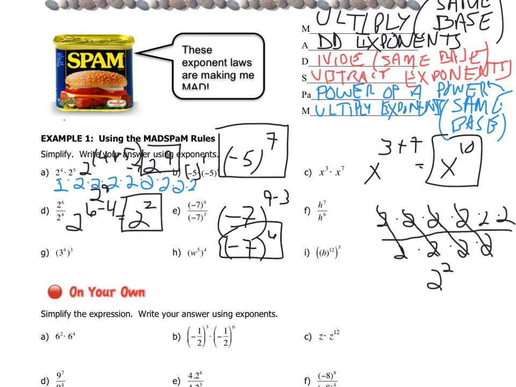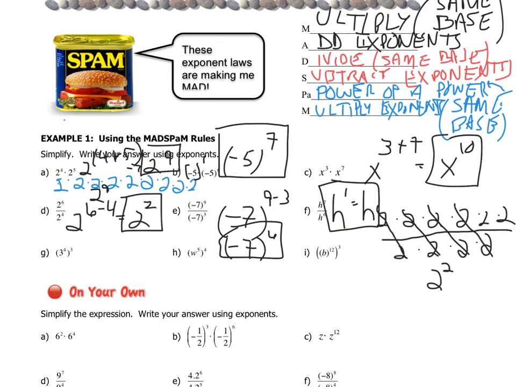Okay, and the same idea with the last one. So H, without doing all this out. F is H to the 7th over H to the 6th. So same base. 7 minus 6 is H to the 1st. Or, in this case, we don't usually write H to the 1st, we just write H. With exponents, maybe you write it, but maybe you don't. H is still the same thing as H to the 1st.